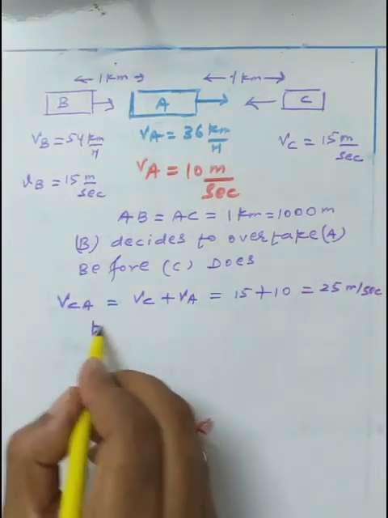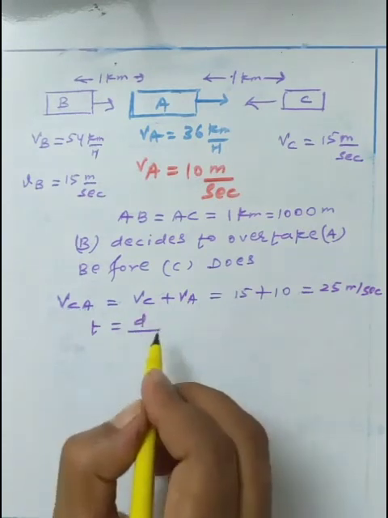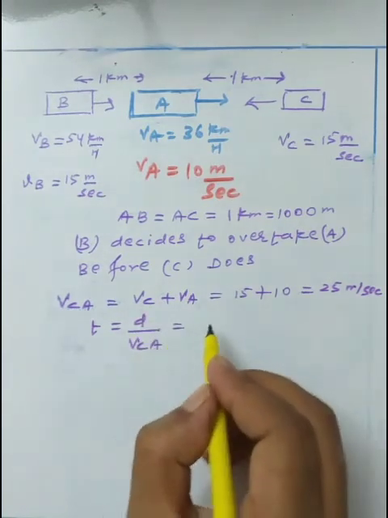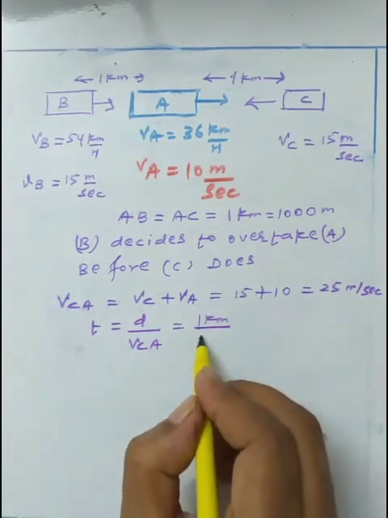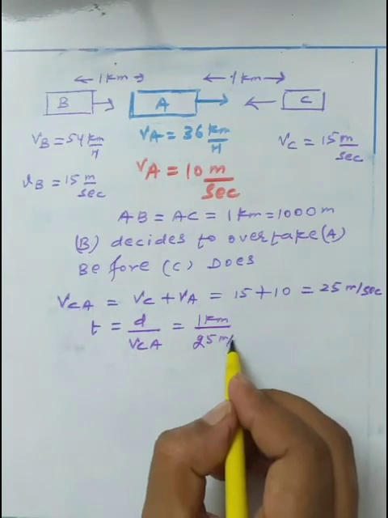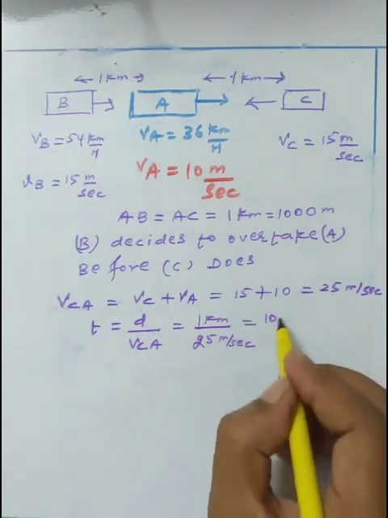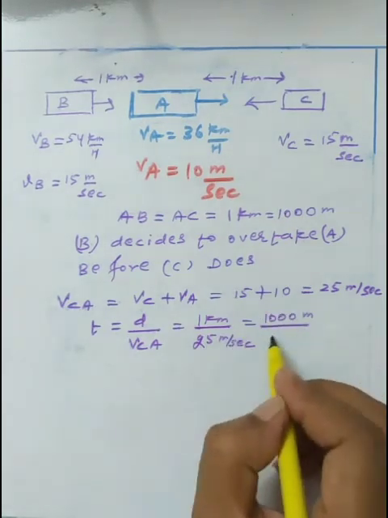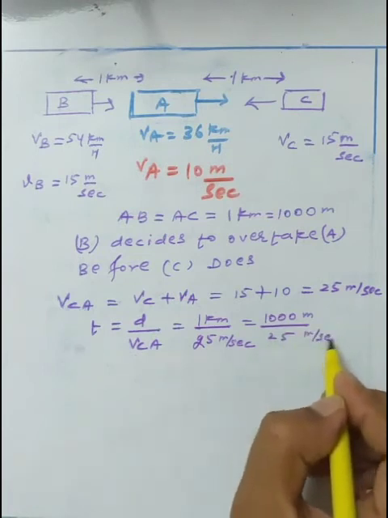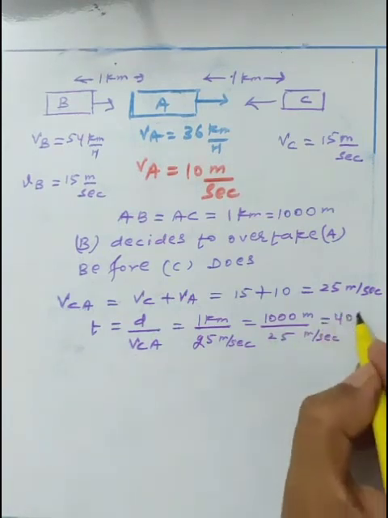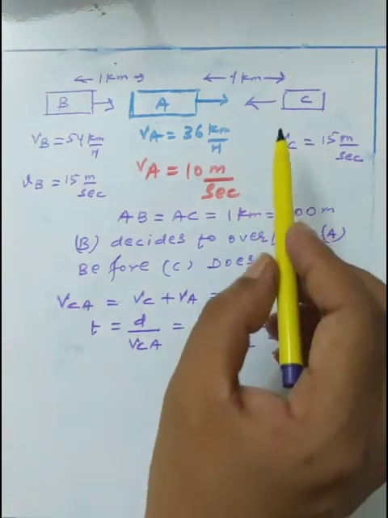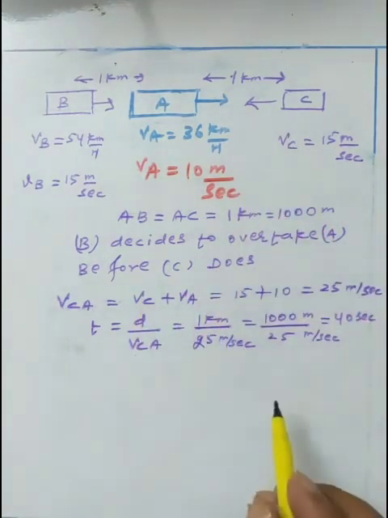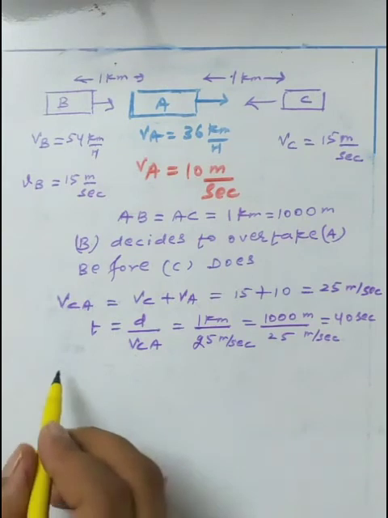So how much time will it take to cover the distance D with the relative velocity of C with respect to A? The distance is 1 kilometer, with the speed of 25 meters per second. So finally, we write 1000 meters over 25 meters per second, which gives 40 seconds. So in 40 seconds, he is covering the distance of 1 kilometer, that is 1000 meters.